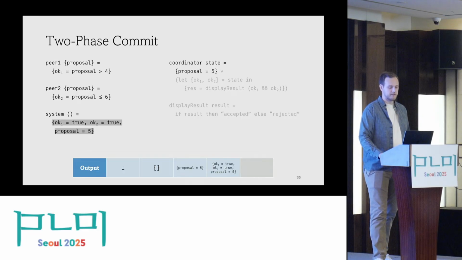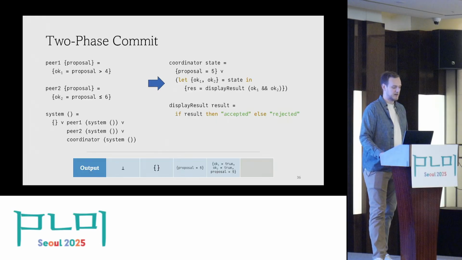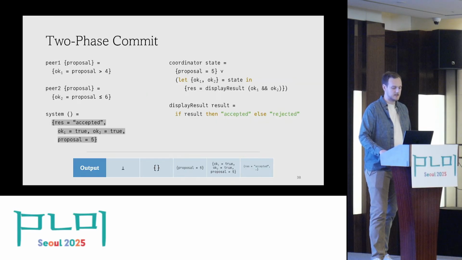And lastly, we have one more step to go, right? The coordinator at this point needs to see the results that came back from the peers. It's going to look up OK1 and OK2 in the system state. It's going to combine them using logical and, then it's going to apply this display result function to convert that to a string. And what we get in the end is that the system has accepted. It has a record field res that is set equal to accepted.